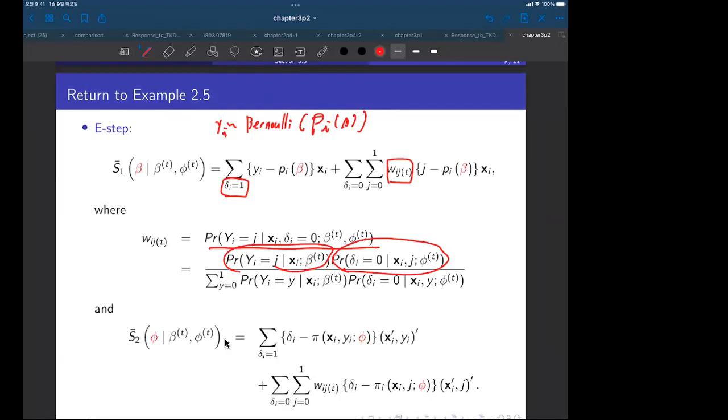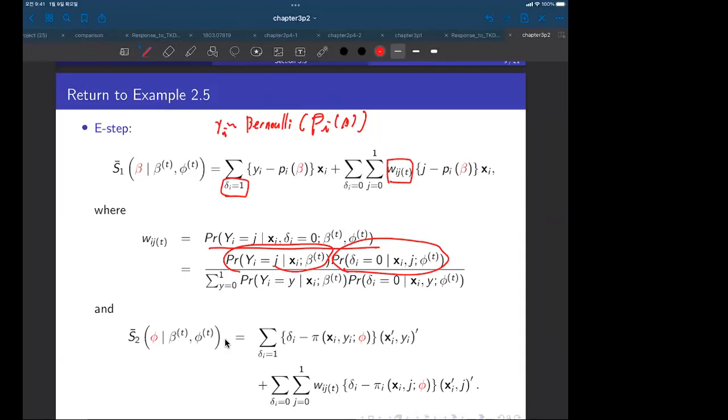Last class we evaluated this formula using the mean score theorem, right? And this is just another parameter. But now the main difference is that we evaluate this weight as a function of the current parameter value. If you think of solving this equation, then you are actually splitting. For delta equal to 1, you just use the original function. For delta equal to 0, you actually split.